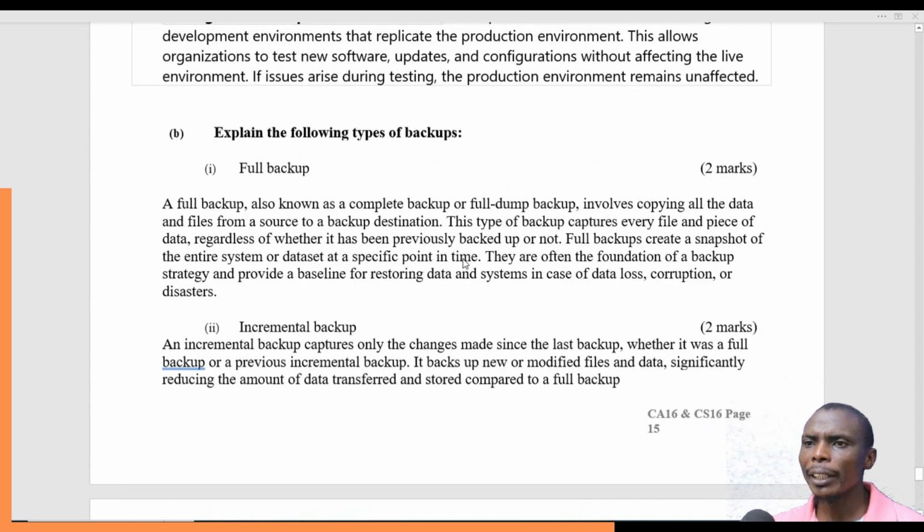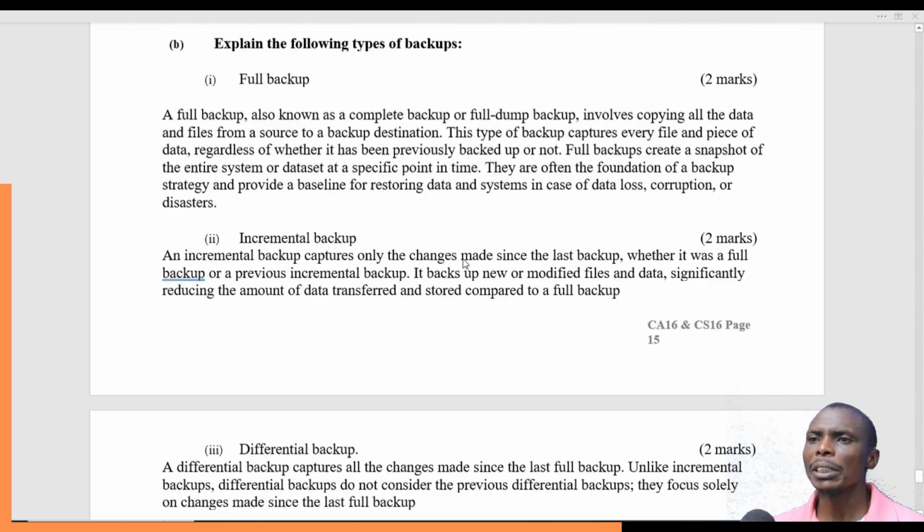Within still that, the next question says, explain the following types of backup. So we have full backup, incremental backup, and differential backup. Full backup simply means that there is copying of all the data and files from a source to a backup destination, all of them, without considering which one was copied last or updated last.